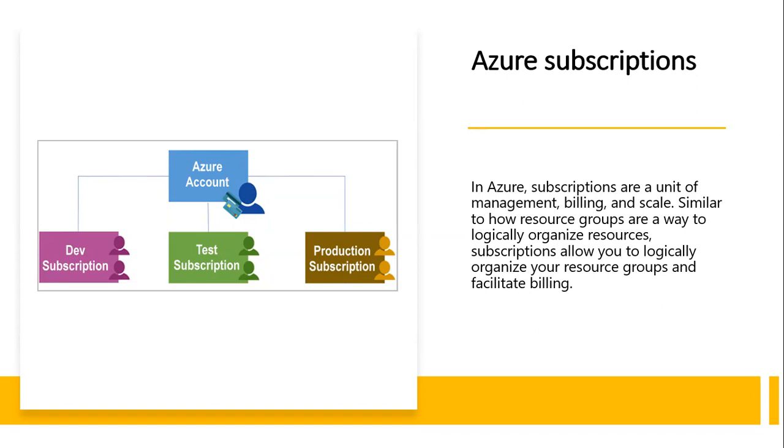Like in the dev subscription, you will be deploying the application in dev resources. In the test subscription or stage subscription, test subscription is also called a stage subscription, you can deploy the application in the stage or test, then you may proceed to production, and each subscription is separated. They have a boundary.